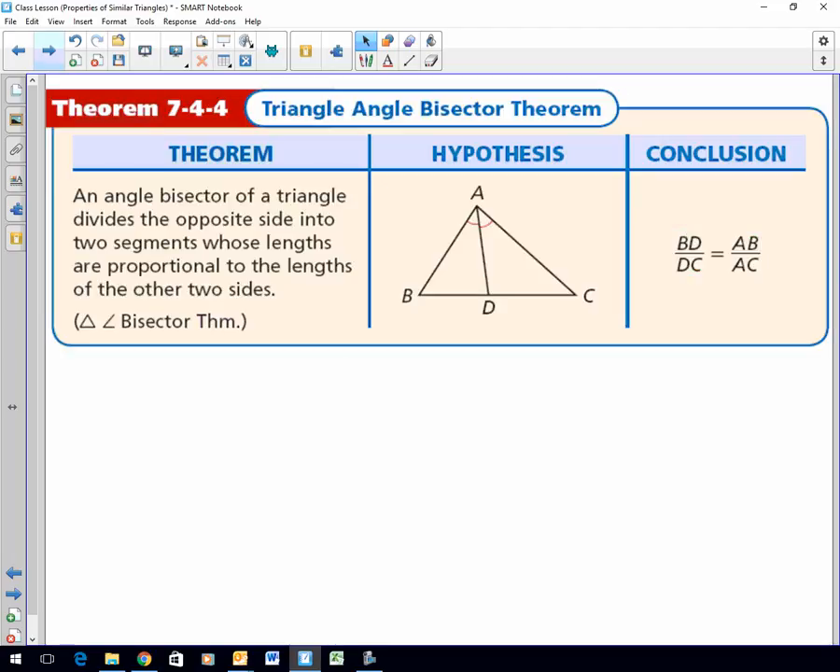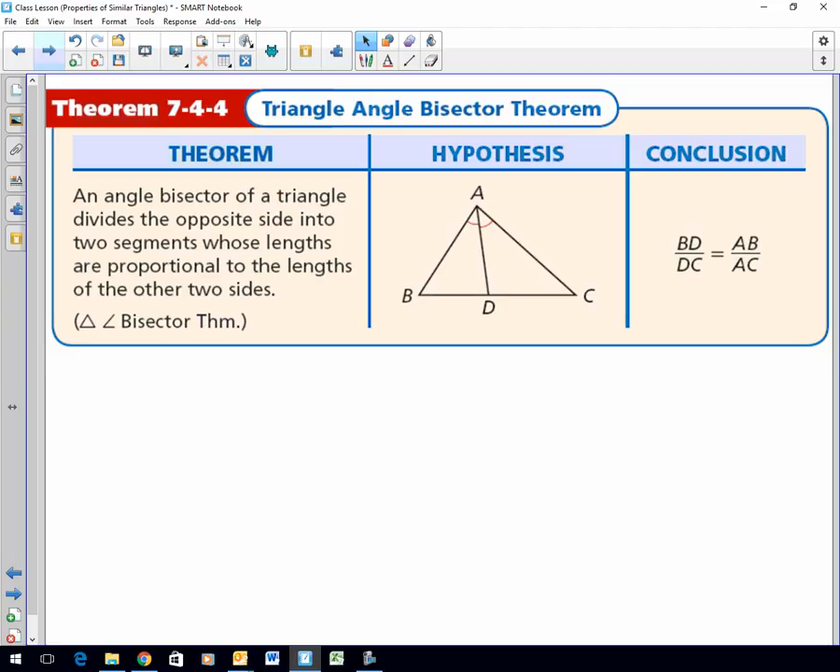All right, last theorem here. The triangle angle bisector theorem. An angle bisector of a triangle divides the opposite side into two segments whose lengths are proportional to the lengths of the other two sides.